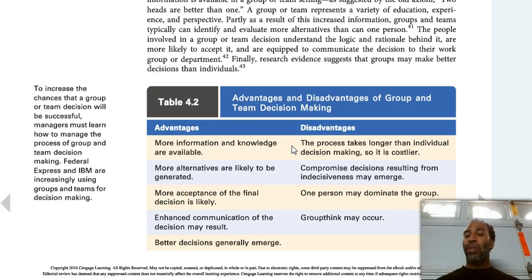Disadvantage: the process takes longer than individual decision making, so it's costlier, right? If I have to bring all of you into a room to make a decision, it costs more because I have to pay you. If I just make the decision myself, it's a lot cheaper. A compromise decision resulting from indecisiveness may emerge, like we talk about analysis paralysis, meaning I've analyzed something so much that now I'm in a state of paralysis where I can't make the decision. And one person may dominate the group. You always have that person continuously raising their hand, forcing their opinion down everybody's throat.